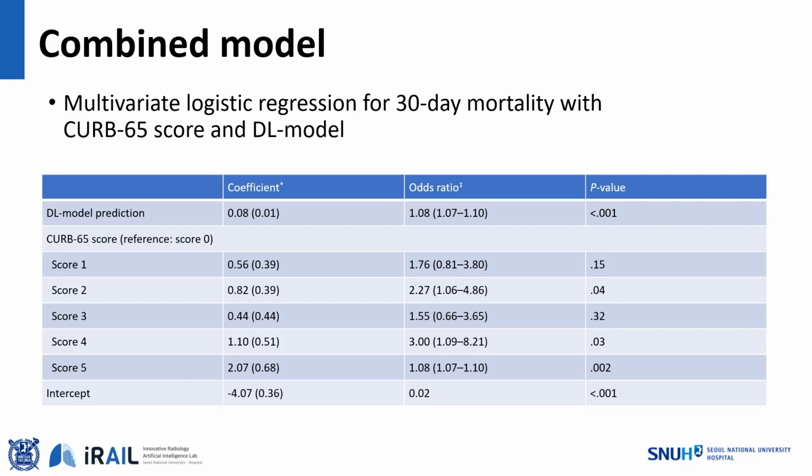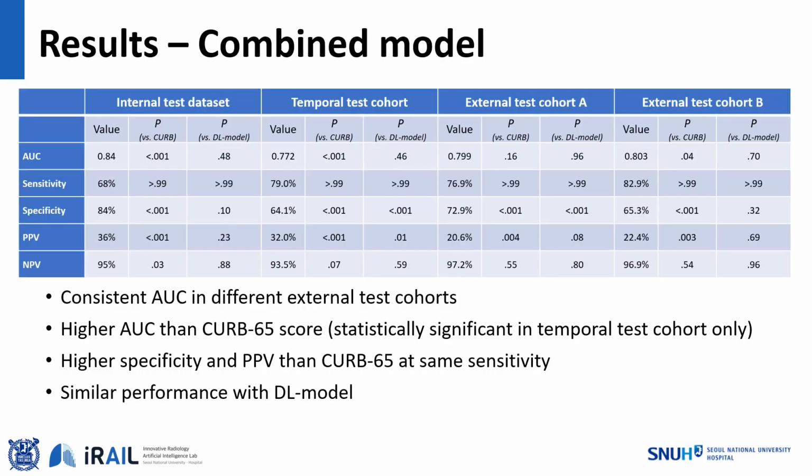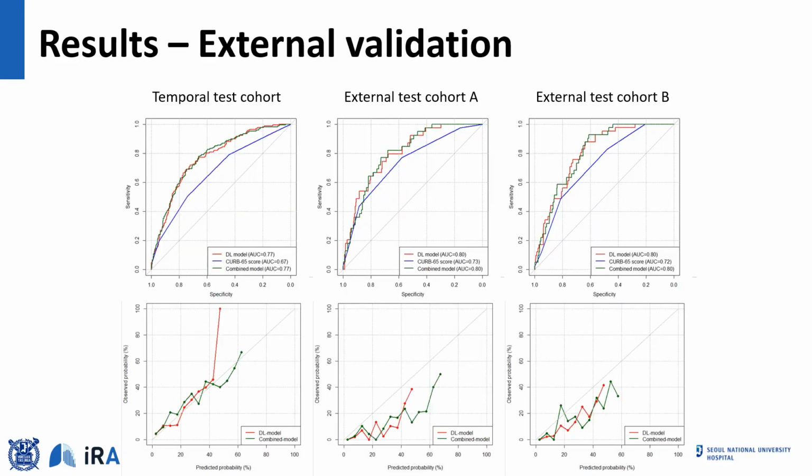Multivariate logistic regression was conducted to ensemble the CURB65 and the deep learning model. The validation results for the combined model are as follows. Like the deep learning model, the combined model showed a consistent AUC on each external test cohort and a higher AUC than the CURB65. The deep learning model and the combined model showed similar performance. This figure is the representation of ROC curve and calibration plot for the results.